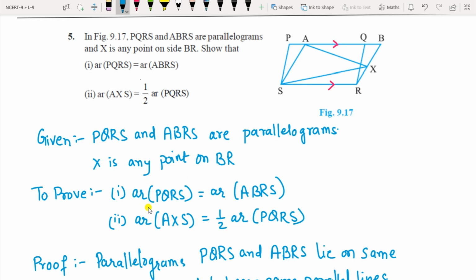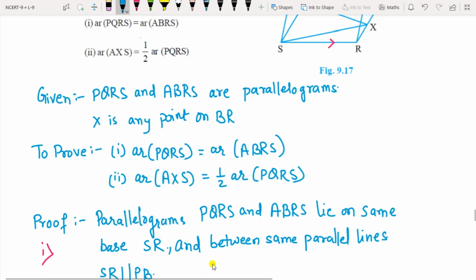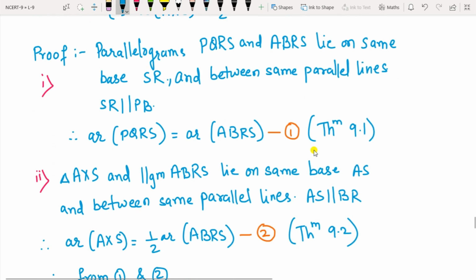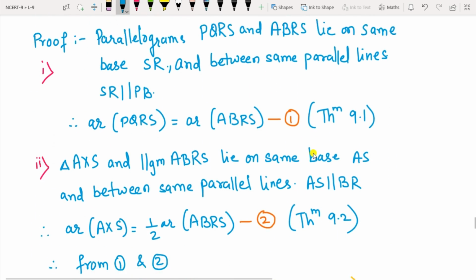Now you have to consider that parallelograms PQRS and ABRS lie on the same base SR here. These two parallelograms lie on the same base SR and are between the same parallel lines PB and SR. Therefore, area of this PQRS will be equal to area of parallelogram ABRS. Okay, that is equation 1 from theorem 9.1.